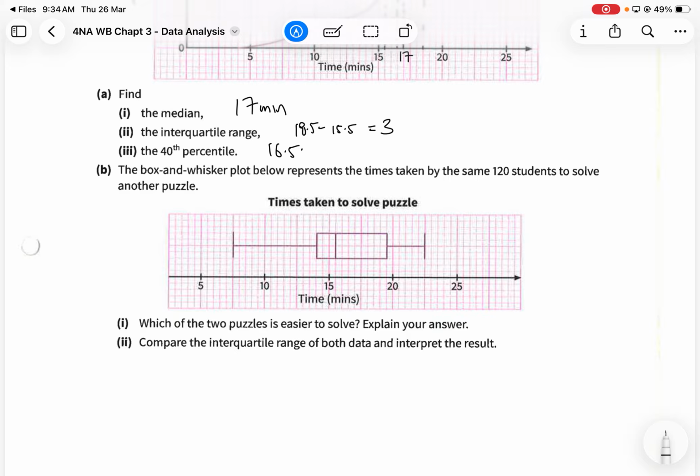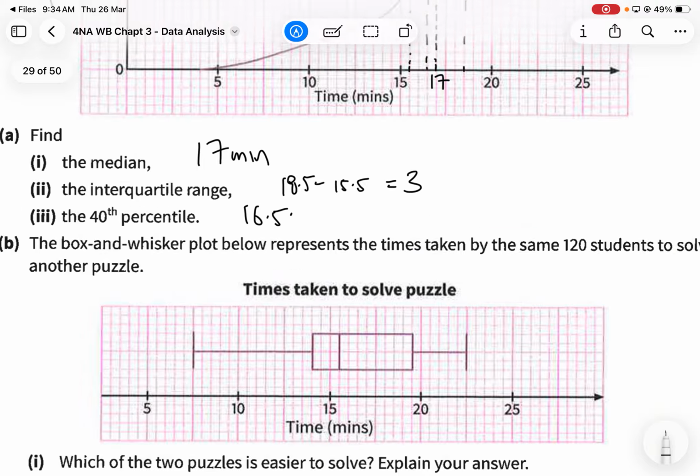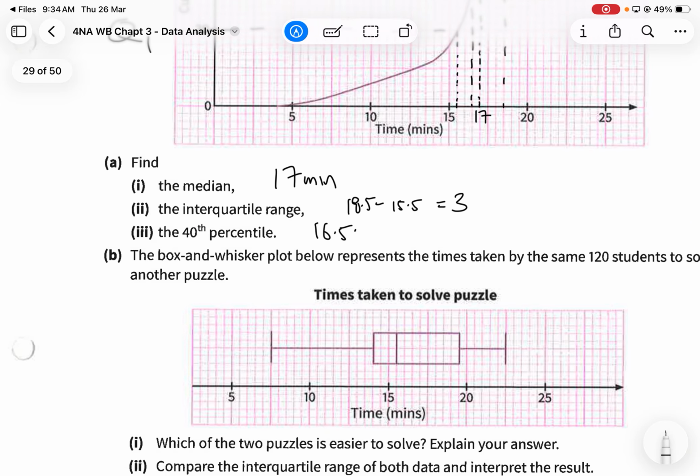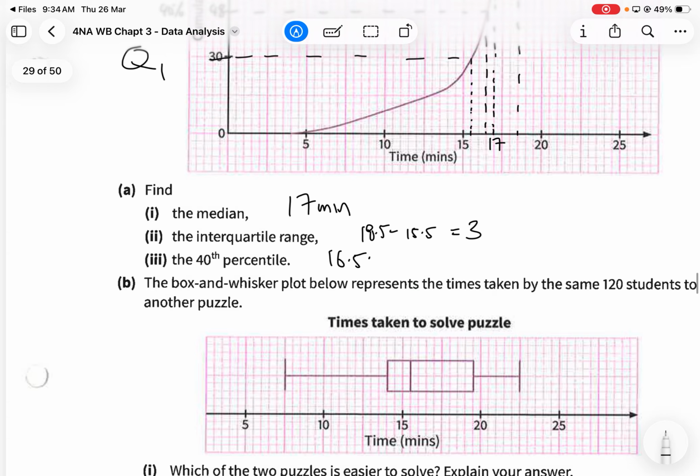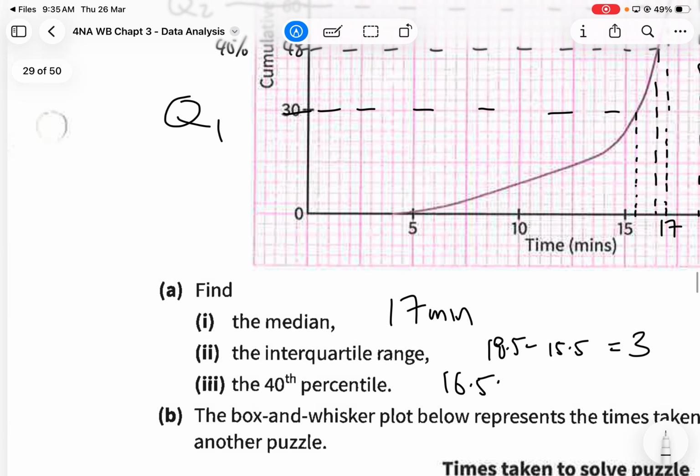But in this case, we don't know the mean. We don't know the mode. So the only average that we can compare is the median. So the first puzzle, the median is 17 minutes. On average, they took 17 minutes to solve the first puzzle.